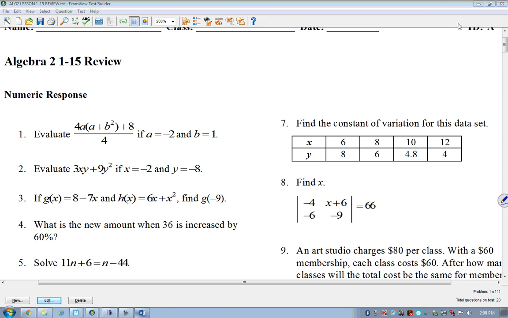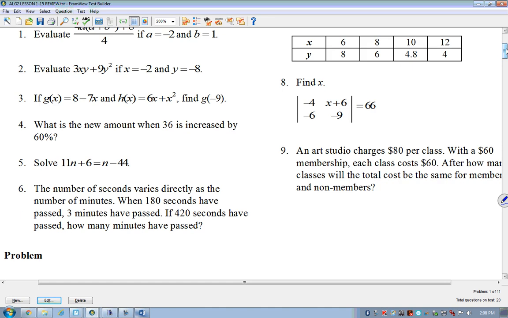Okay, let's see. That's 3. We're up to 5. Substitute that. No, we actually don't do that here. Solve 11n plus 6 equals n minus 44. We want to isolate that variable.